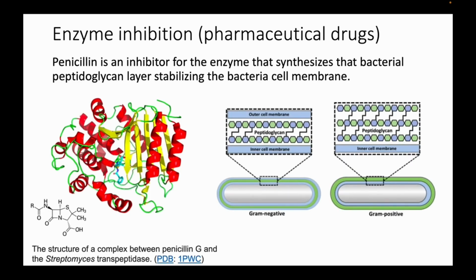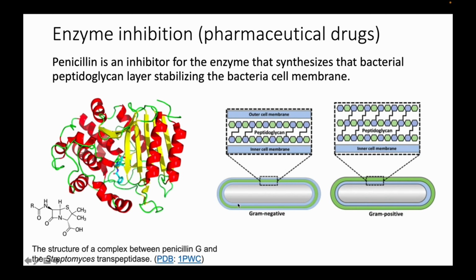And we're going to spend a big chunk of this class talking about enzyme inhibition. Why is that important? Because the body has several natural mechanisms for inhibiting enzymes, and enzyme inhibition is a major consideration for pharmaceutical drugs. So here's one example. Here is the enzyme that is targeted by penicillin. Penicillin, which is this molecule here, is an inhibitor for the enzyme that synthesizes the bacterial peptidoglycan layer that stabilizes the bacteria cell membrane.